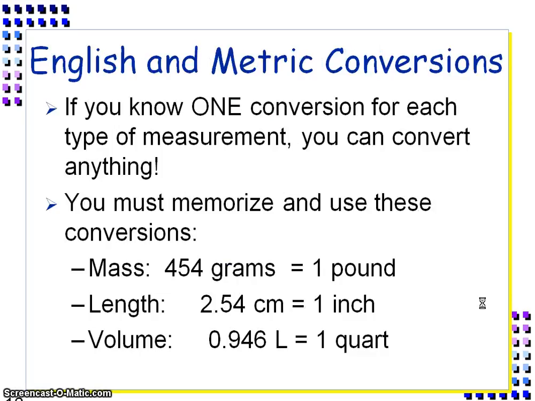It's also possible to do conversions between our English units and our metric units. There are 3 conversions that you need to memorize. There's a conversion for mass, so 454 grams is equal to 1 pound. There's a conversion for length. 2.54 centimeters is equal to an inch. And there's a conversion for volume. 0.946 liters is equal to 1 quart.